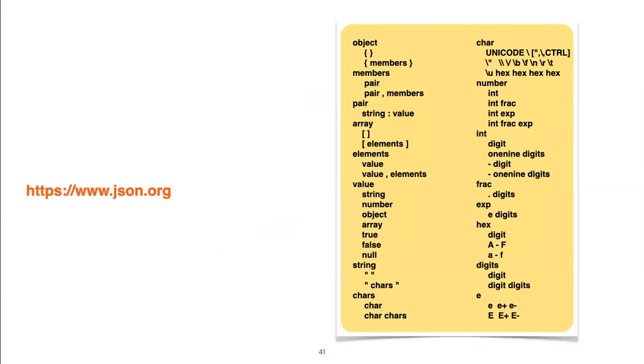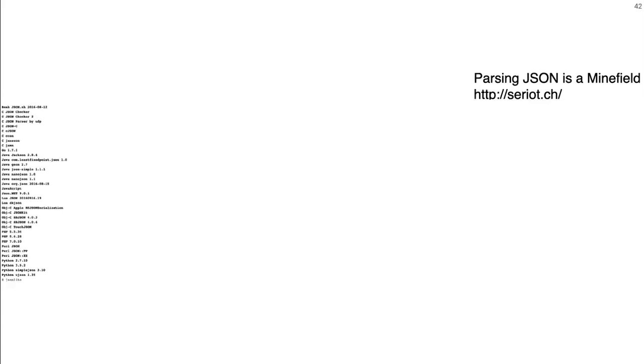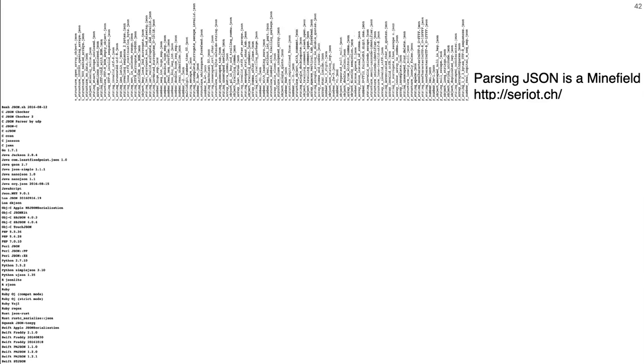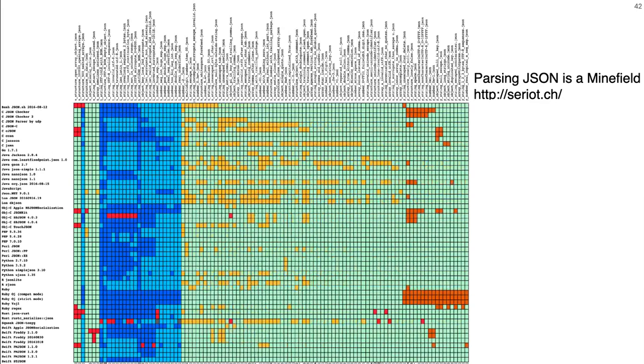Here is an example. We all know about JSON. It is quite a simple language that can be specified on the back of a business card. Unfortunately, even such a simple specification is notoriously hard to get right. And here is an evaluation of whether JSON parsers conform to the JSON specification by Surrey. The y-axis lists the various parsers and the x-axis are the various common misimplementations. And these are the results of the evaluation.